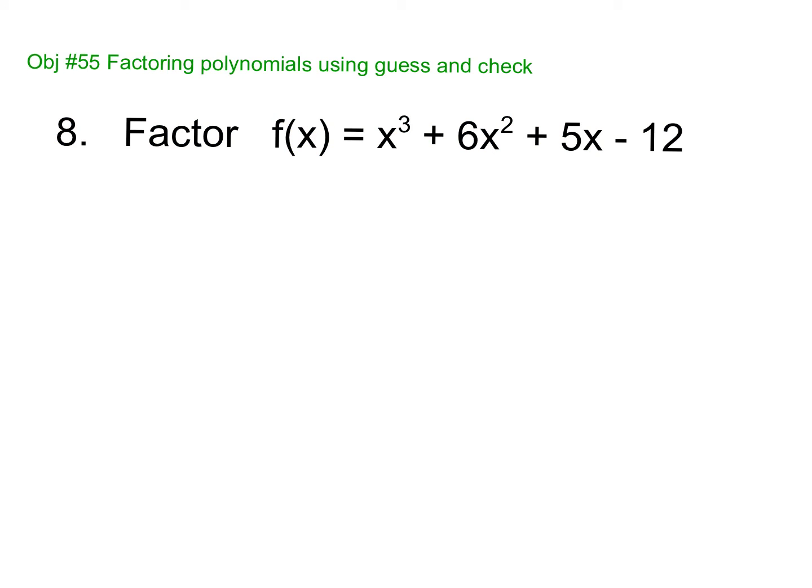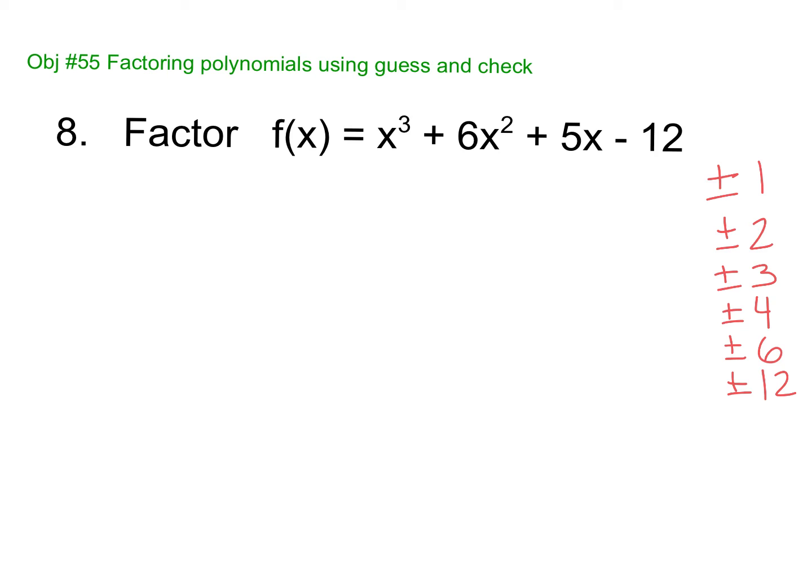Okay, so if I want to factor this, I have no idea what the factors are. So we're going to write down on the side all of our factors of 12. So I got plus or minus 1, plus or minus 2, plus or minus 3, plus or minus 4, plus or minus 6, and plus or minus 12. So there's a lot in this one. 1, 2, 3, 4, 5, 6. So there's 12 of them.